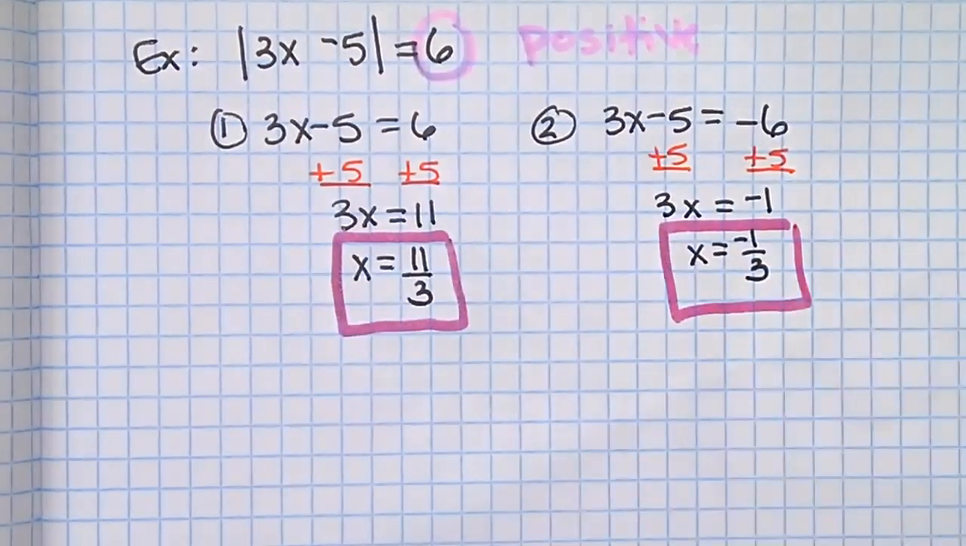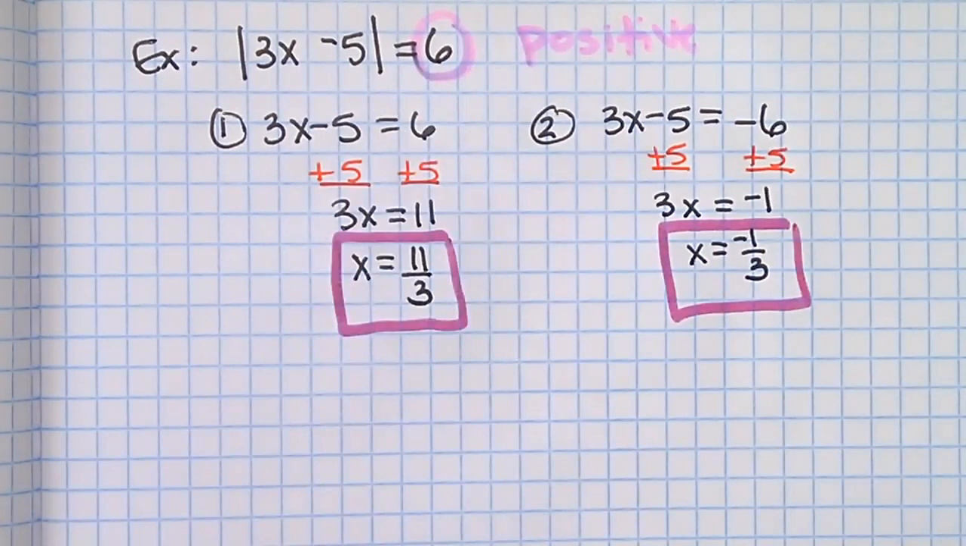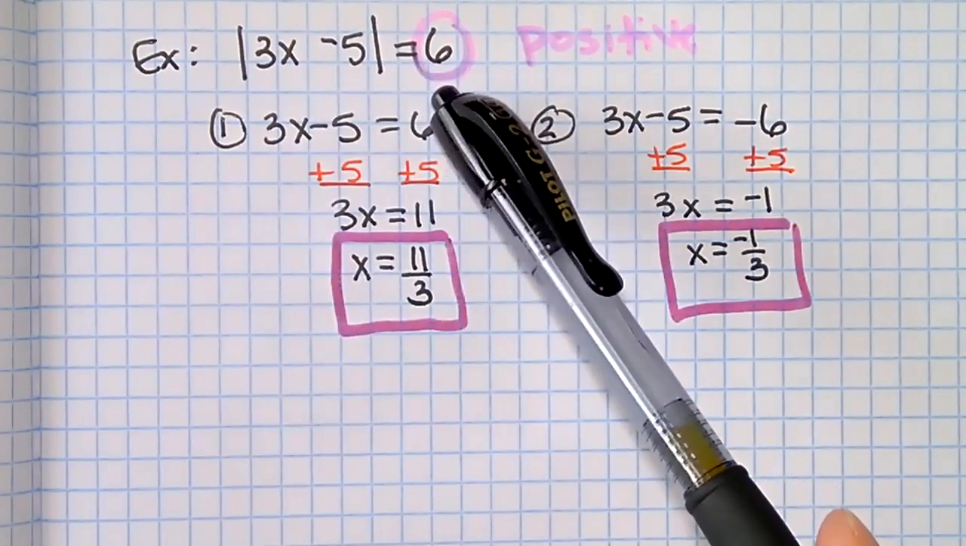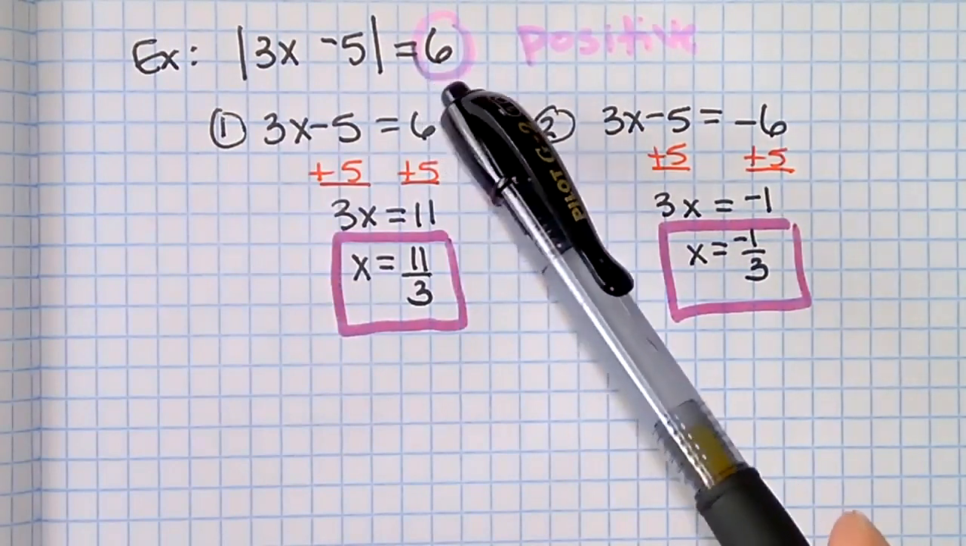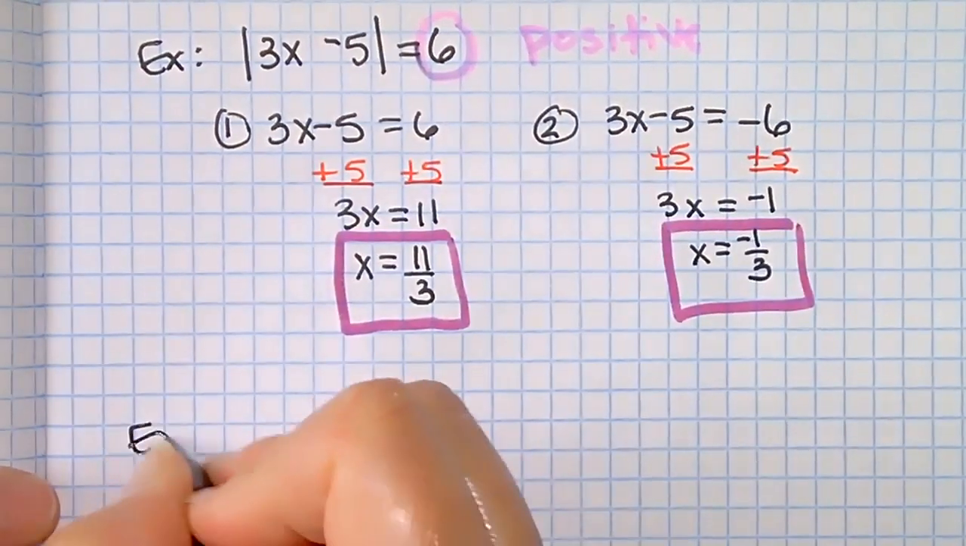So I should always be getting two answers if my absolute value is equal to a positive. The only time I would not get two answers is when my absolute value is equal to 0. And I'll go through an example like that. I'm going to get one answer. Or if my absolute value is equal to a negative, then I'm going to get no solution. Okay, so let's try one more like this.